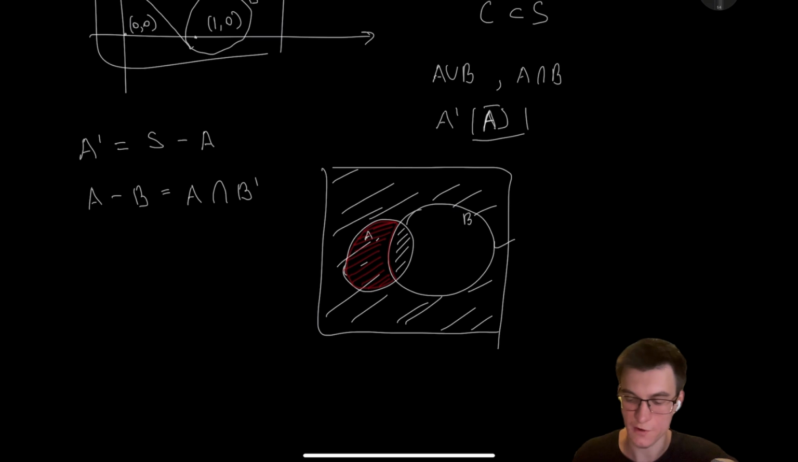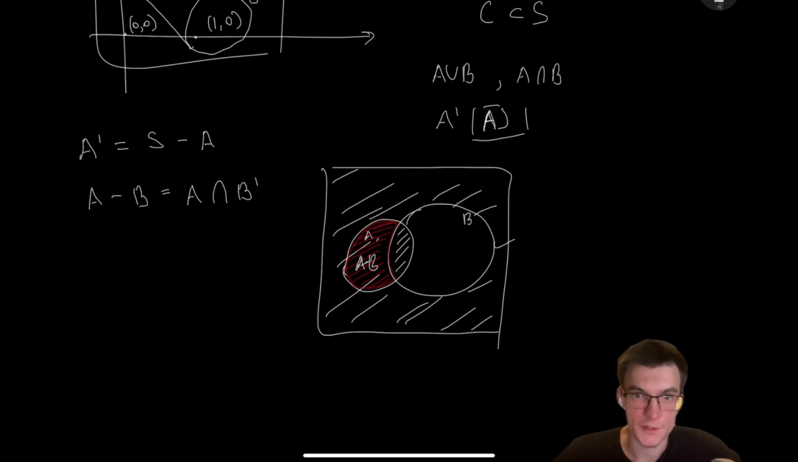So these are essentially the events or outcomes which result in event A, but do not result in event B. So they will always produce only event A, but will not produce event B. So here's the key difference between them. This is A minus B.